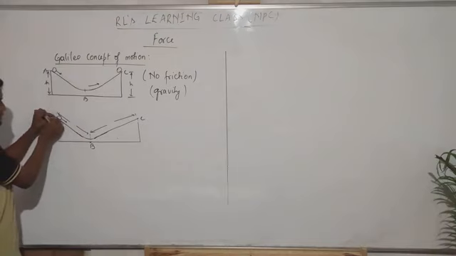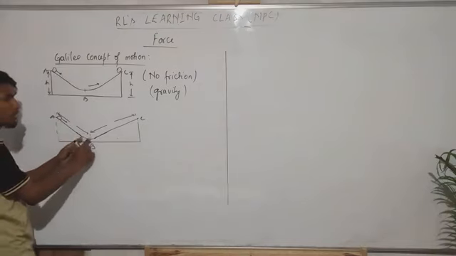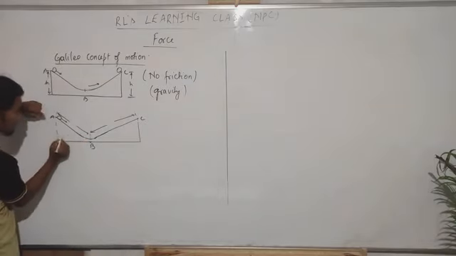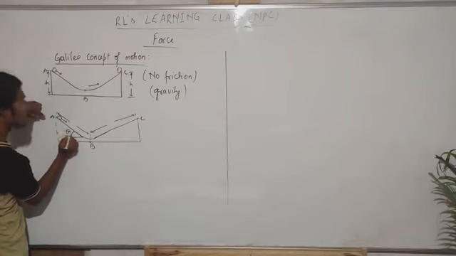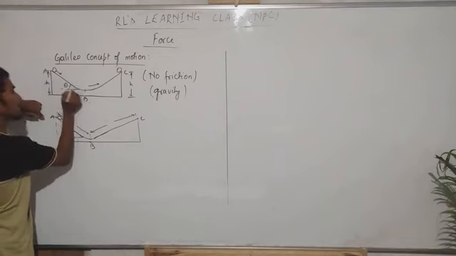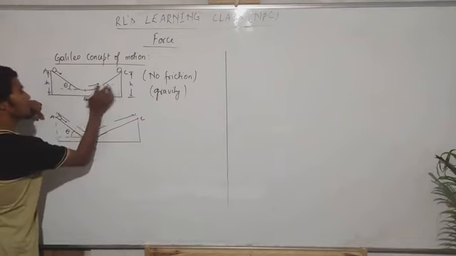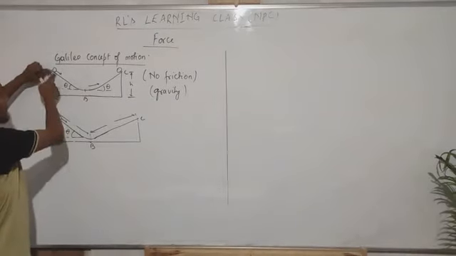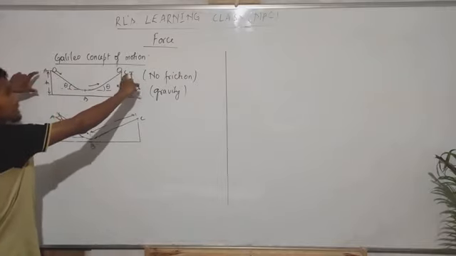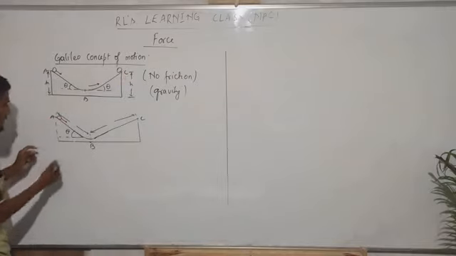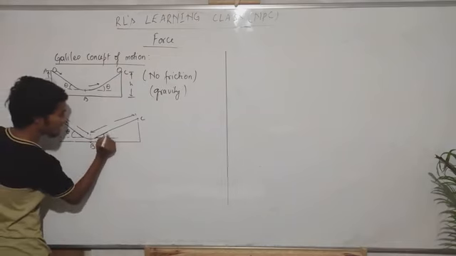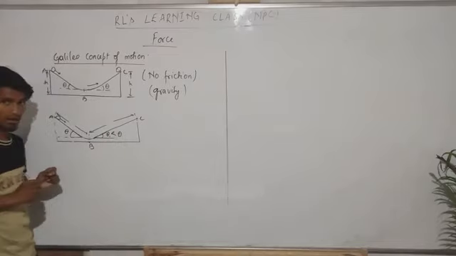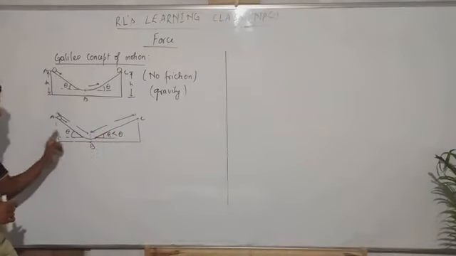But what about this one? If I release this ball from here up to point B, it moves up. Look here, what's different? The inclination, this angle here and this angle here. If the angles are the same, then this object will move to the same height. But here, this angle is smaller than this angle.